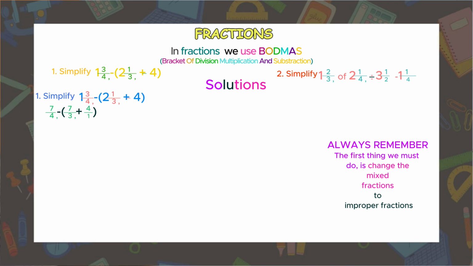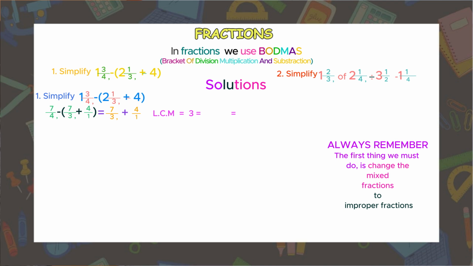Now, going by BODMAS rule, bracket first. That is, we solve the ones that we have in the bracket. And what do we have there? We have 7 over 3 plus 4 over 1. So what do we do here? We take the LCM. And what is the LCM? The LCM is 3. So we are going to take the LCM to be 3.